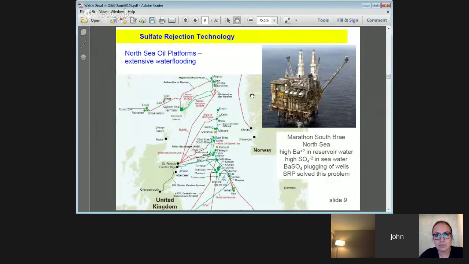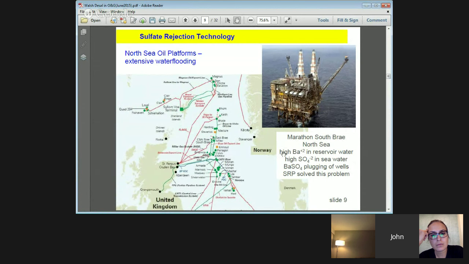Now, this whole technology started with the Marathon platform, the South Brae platform in the North Sea. It's kind of hard to see where it is, but you see East Brae is here and South Brae is here, and that's right in the middle between the United Kingdom and Norway. And I show this little map to give a sense of how many platforms there are, and this only shows the larger platforms. There's probably double this number in the North Sea.